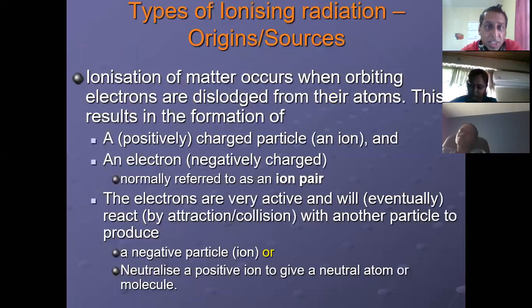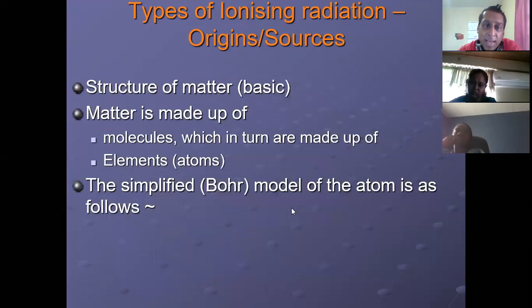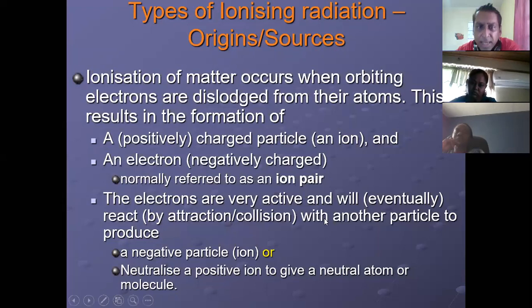So ionization of matter occurs when orbiting electrons are dislodged from their atoms. This results in the formation of a positively charged particle called an ion and a negatively charged electron, normally referred to as an ion pair. The electrons are very active and will eventually react by attraction or collision with another particle to produce a negatively charged ion, or neutralize a positive ion to give a neutral atom or molecule.